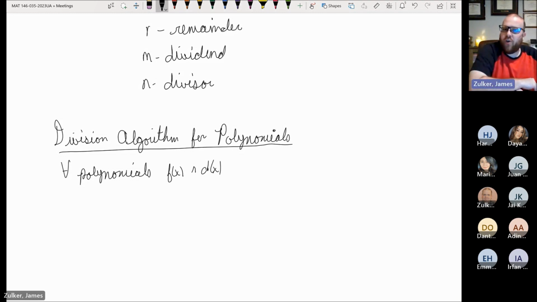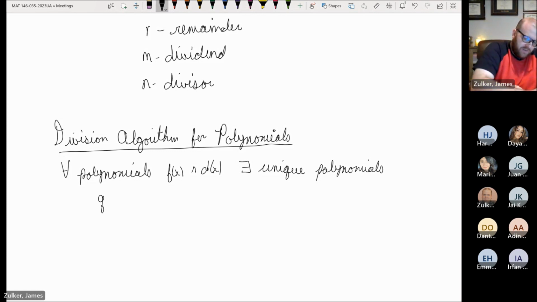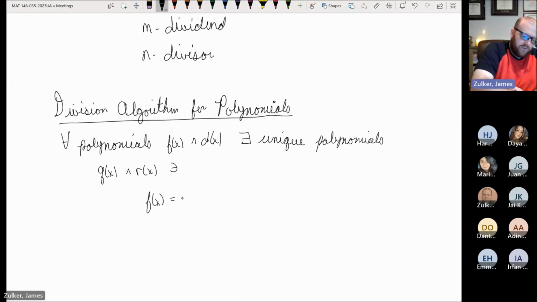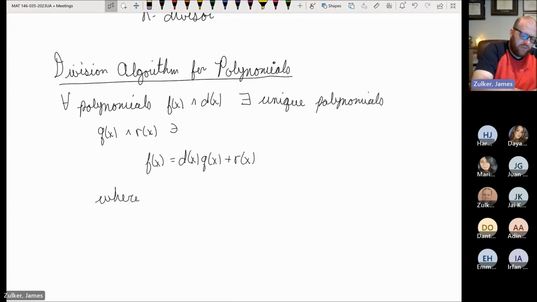So for all polynomials f of x and d of x, there will exist unique polynomials q of x and r of x such that f of x equals d of x times q of x plus r of x, where the degree of r is less than the degree of d.